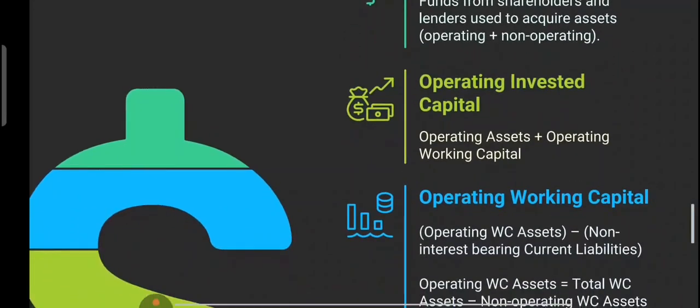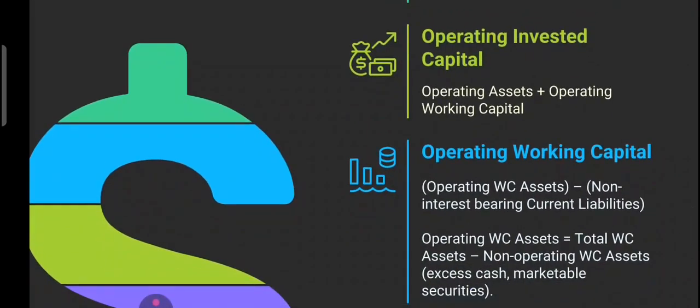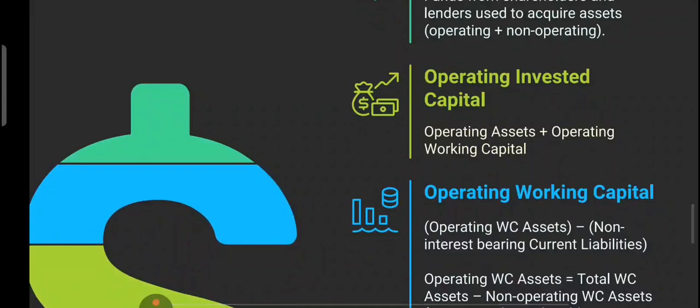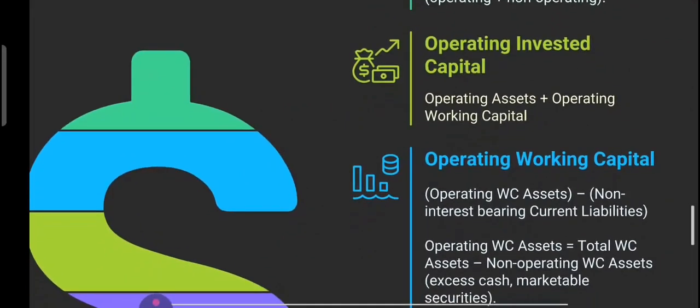Then we have operating invested capital. This focuses only on the part of the business that is used day to day, the daily running operation. It includes machines, factory, working cash, basically everything that helps the company make and sell products. That is called operating invested capital. So the formula is quite simple: operating assets plus operating working capital.